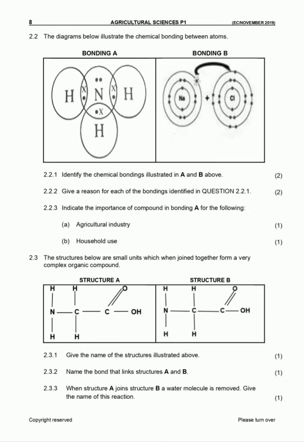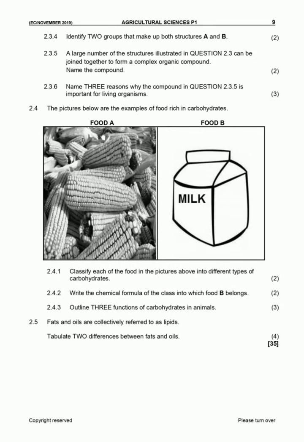When structure A joins structure B, a water molecule is removed. Give the name for this reaction. What type of reaction is that one? When structure A joins structure B, a water molecule is removed. Right? Okay, we have done this, guys. Let's continue. Identify two groups that make up both structures A and B. What are those groups, guys?